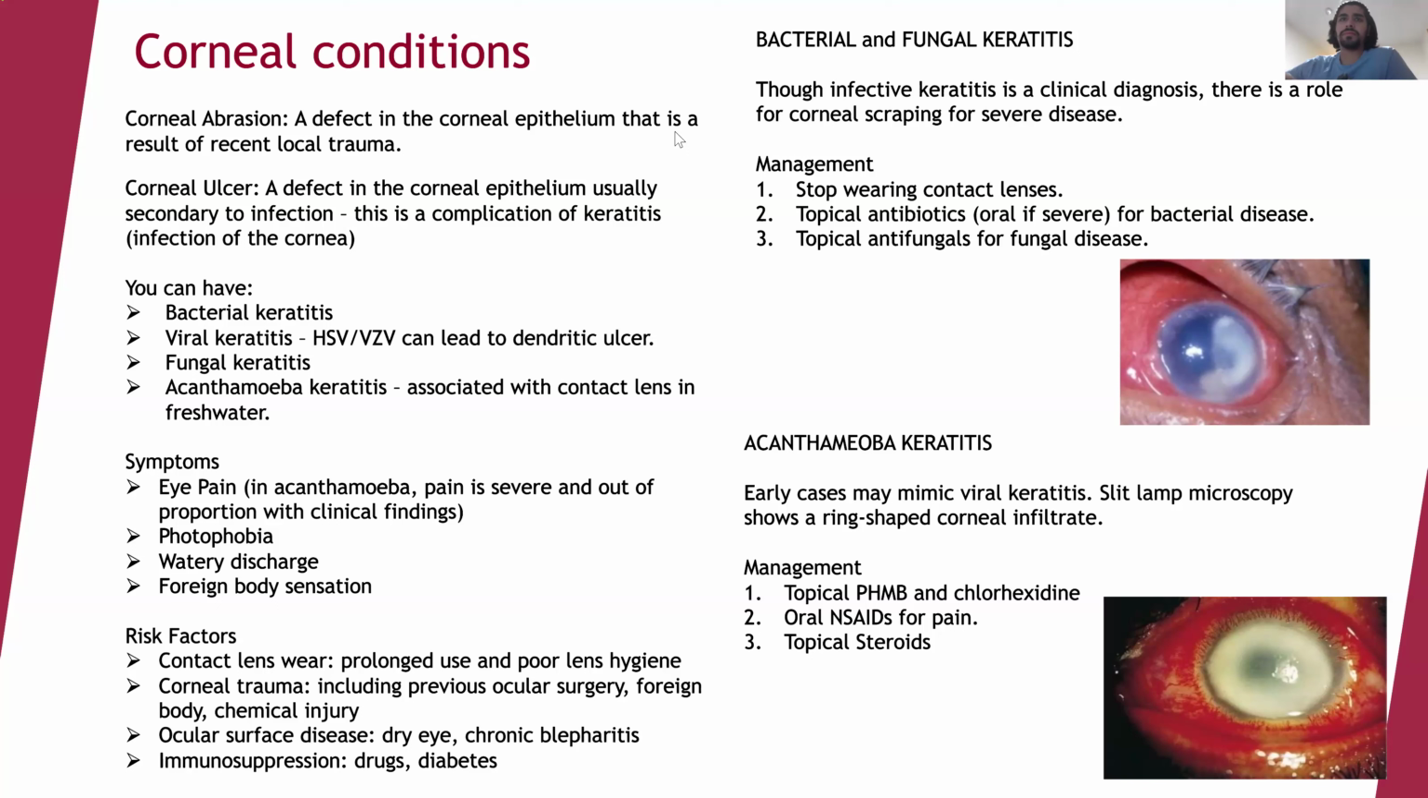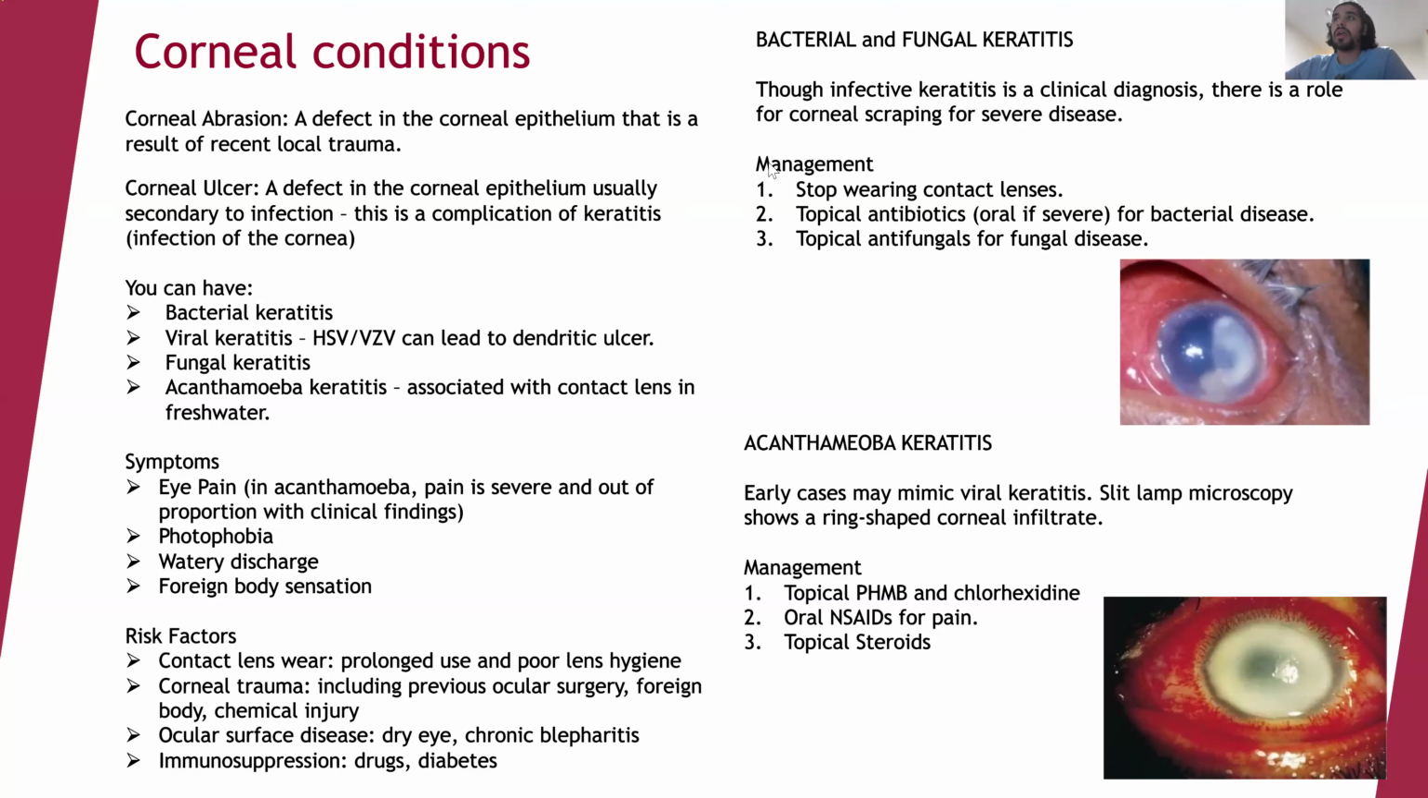But you can also have viral keratitis caused by HSV and varicella zoster virus as well, and this can lead to a dendritic ulcer. I think there's a picture we've got of a dendritic ulcer coming up, so we can have a look at that. But the symptoms are similar to conjunctivitis actually, like that eye pain. We also get photophobia and watery discharge. And it's that gritty sensation that I've got something in my eye, like a foreign body.